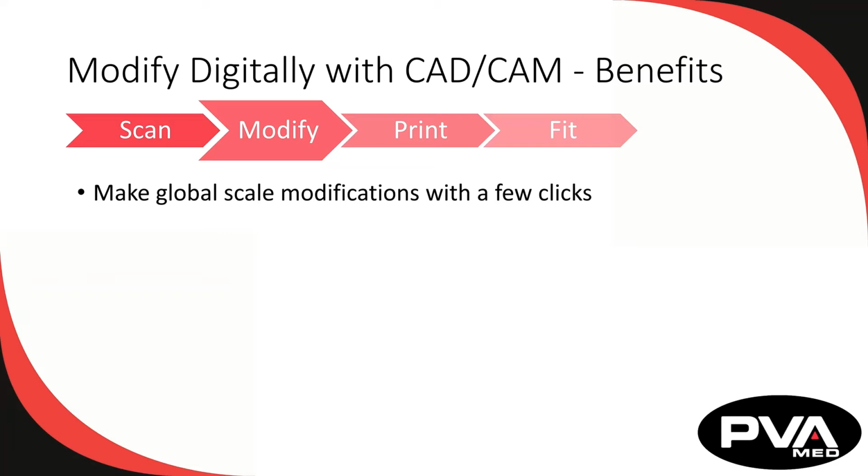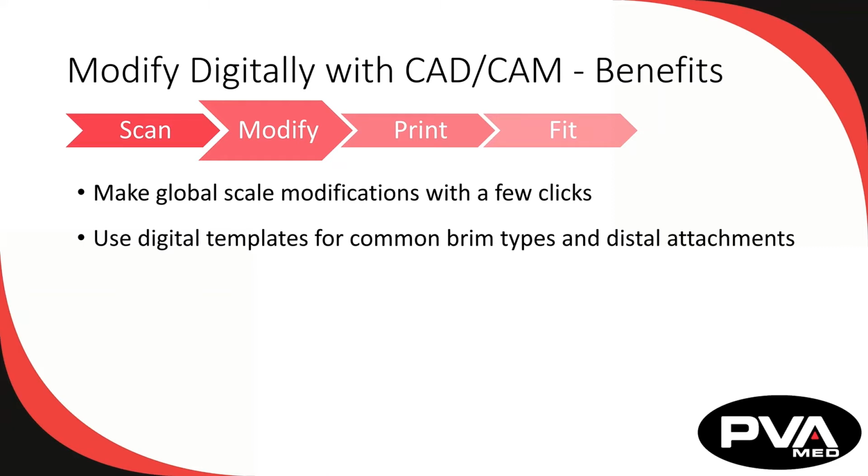This makes it easy to accommodate volume changes when the shape of the limb remains constant, something that's very difficult to do in plaster. Another benefit is the rapid integration of brims and distal attachments by using templates that can be pulled in, positioned, merged, and blended with the digital model in the modify phase of the digital workflow. These can greatly accelerate the check socket design process.